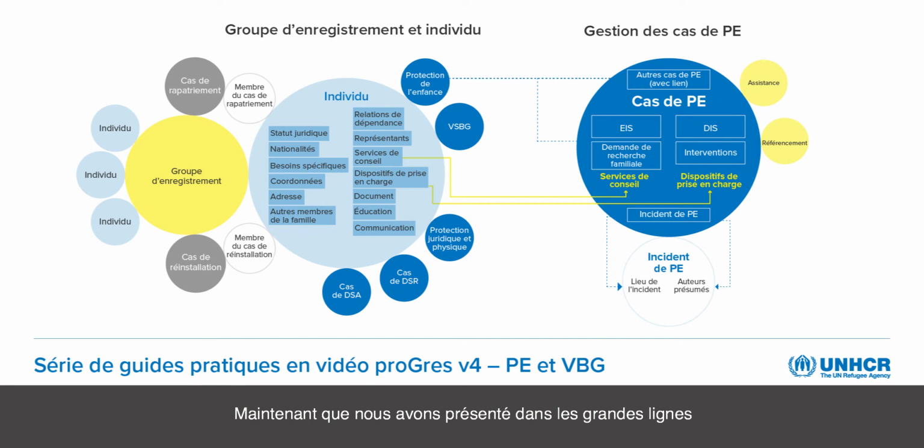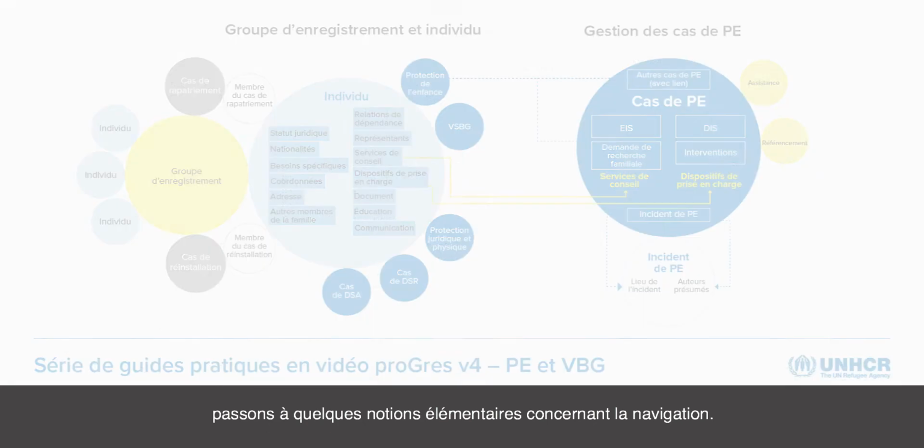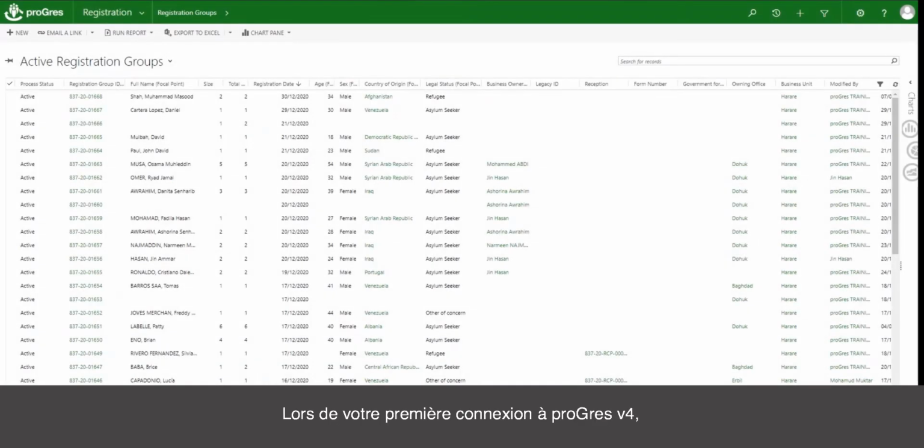So now that we've covered the basic structure of proGres v4 and specifically the child protection and the SGBV modules, we will now move to basics around navigation. When you first log into proGres v4, you will see a page that looks something like this. You will notice at the top there is a band that can be either blue or green. This is called the navigation bar. Below the navigation bar, we will find the ribbon, where we can find various activities that we might need to do or actions that we might need to take.